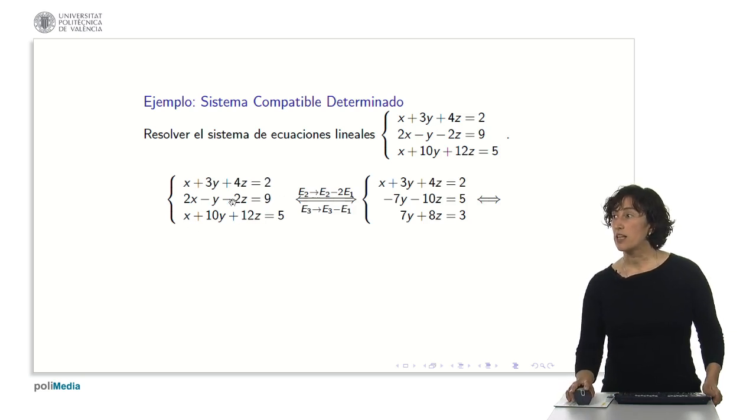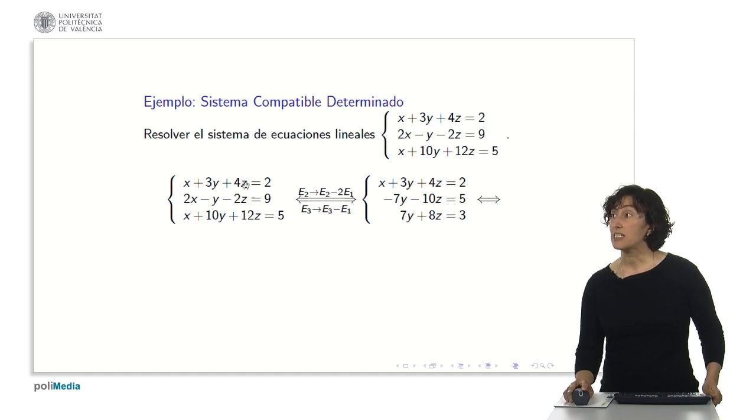Well, how are we going to do it with equivalence operations? I take this one here and we are going to make one zero in this x and another zero in this x. As I can, to an equation, subtract the multiple of another, whenever I multiply by a non-zero number, for example, the equation 2 minus 2 times the equation 1 makes the 2x disappear, and minus 6y.